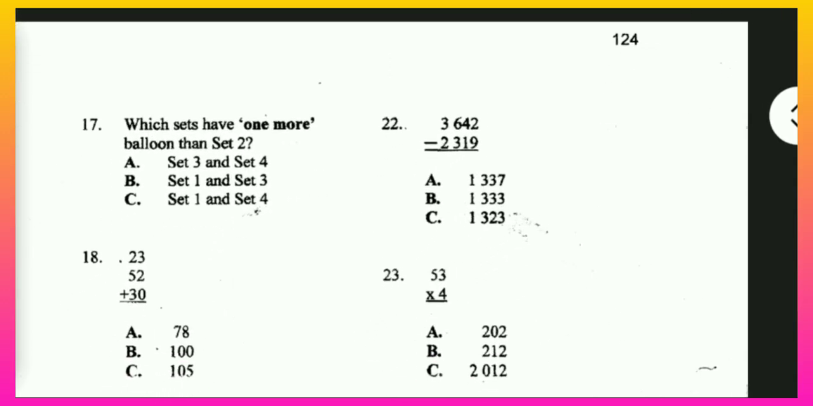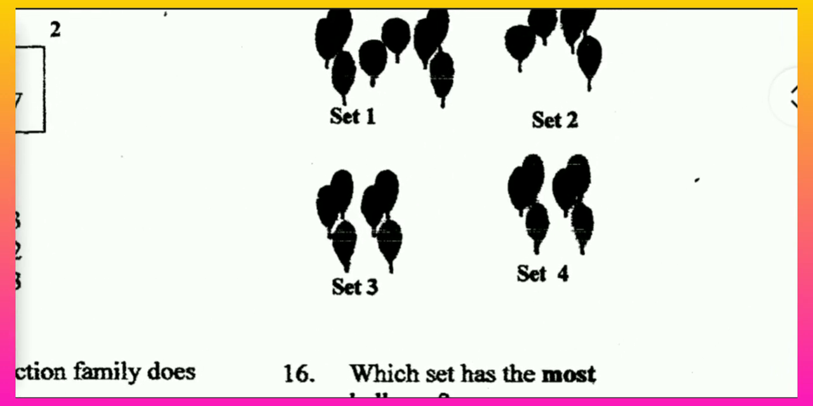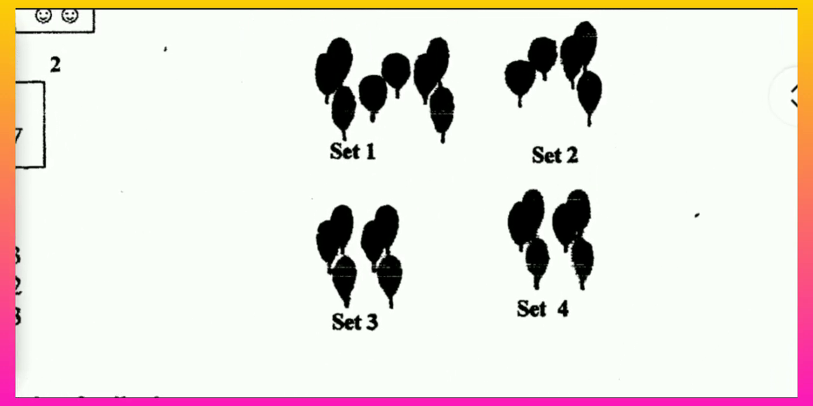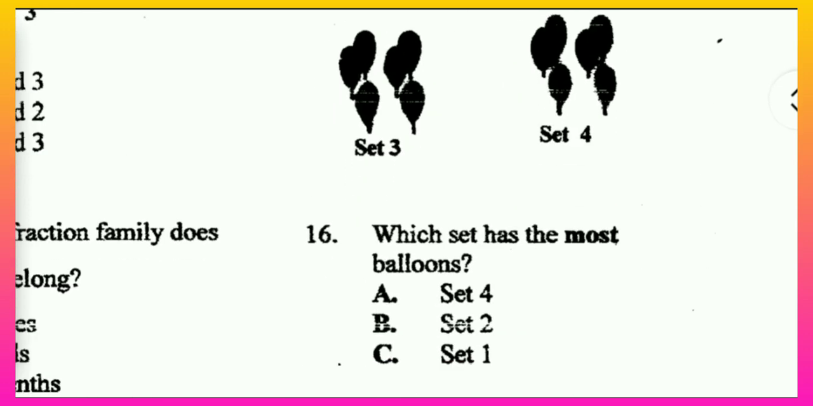Alright, number 17. Which sets have one more balloon? Sorry, I was reading as if it stops at 1 more. So let's go again. Which sets have 1 more balloon than set 2? And because they say sets, you're looking for 2 sets. So look at set 2, because it says which sets have 1 more than set 2. Here is set 2 with 5. So the 2 sets with 1 more would be sets 3 and 4, because they have 6. And 6 is 1 more than 5.